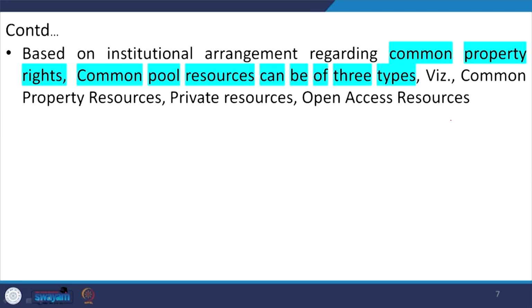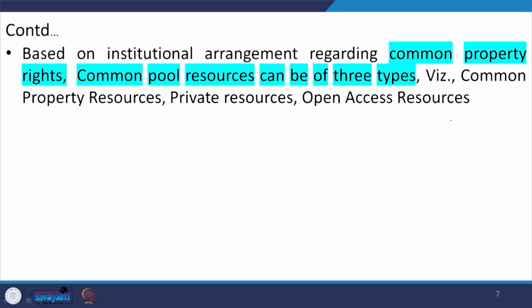of the resources. And based on the institutional arrangements regarding the common property rights, that who is having right to that particular property or particular good, this common pool resources can be of certain types. So, that means when you are saying that the common property rights is on the national government or the state government or the local government, then it will be a case of your public good.